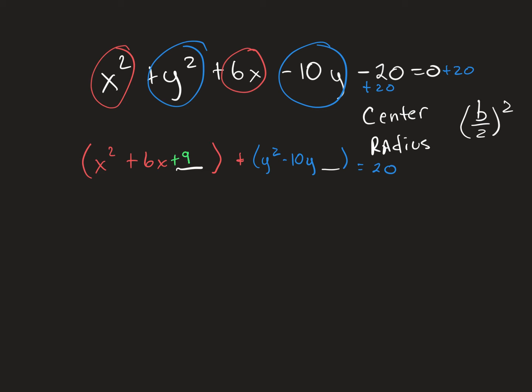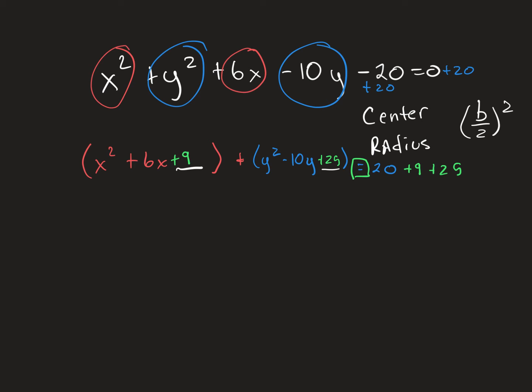Now, if I add something to the left, I also have to add it to the right side of the equation. All right? So now let's complete the square on this one. So negative 10 divided by 2 is negative 5. Negative 5 squared is not negative 10, it's negative 5 times negative 5, which is plus 25. And since I added it to the left side of the equal sign, I also have to add 25 to the right side of the equal sign.